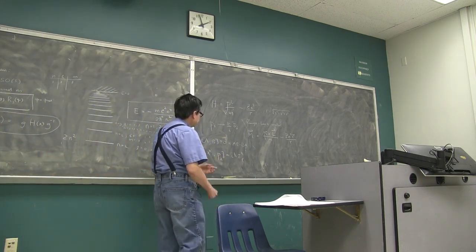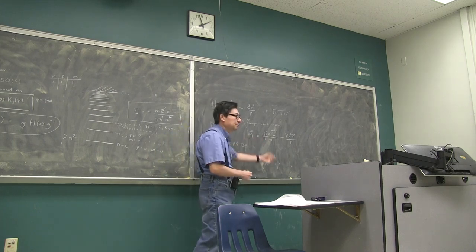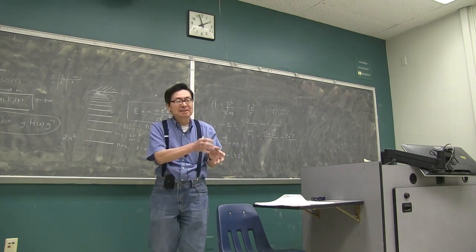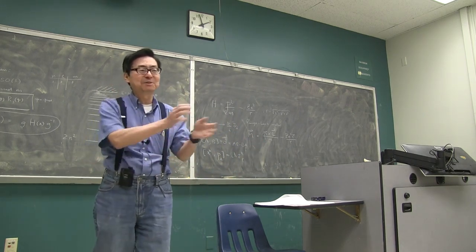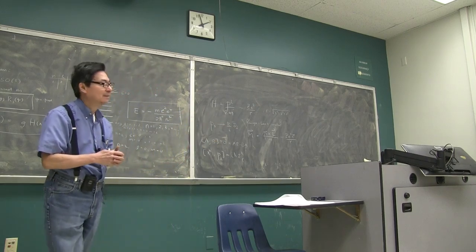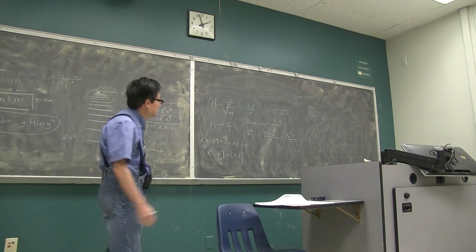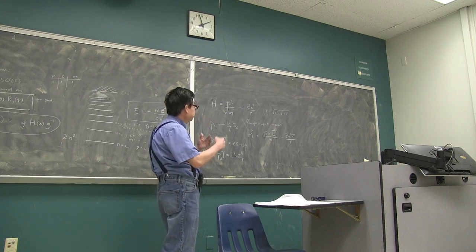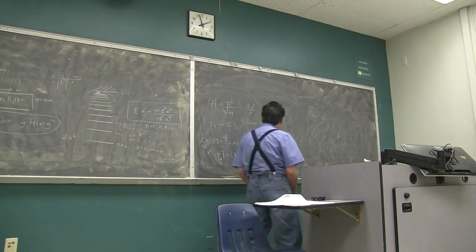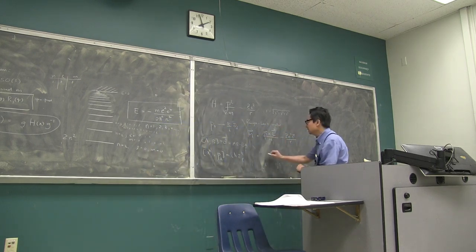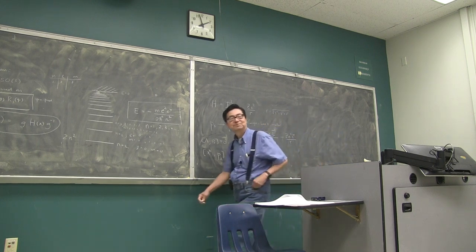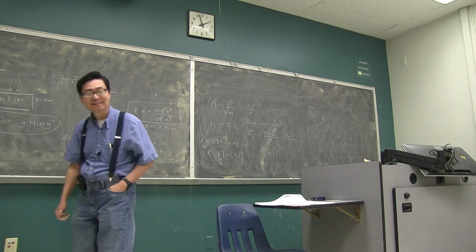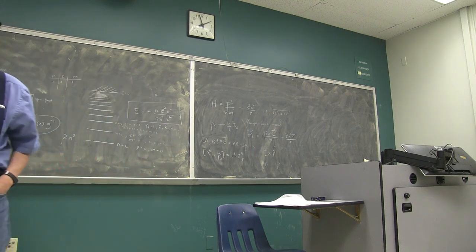And when X does not commute with P, then P does not commute with L, because in L there are some X's in it. L is R cross P, remember? Okay? So when X does not commute with P, P does not commute with L. And if P does not commute with L, how do we know whether we should write it like that or write it like that? We don't know, because the two are not equal to each other. Okay?